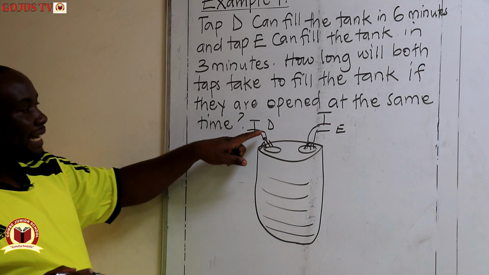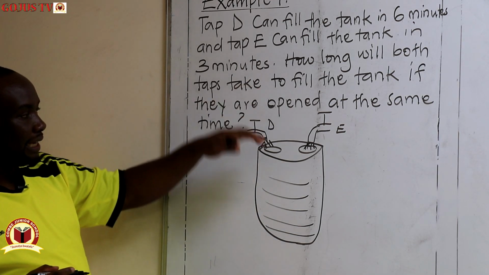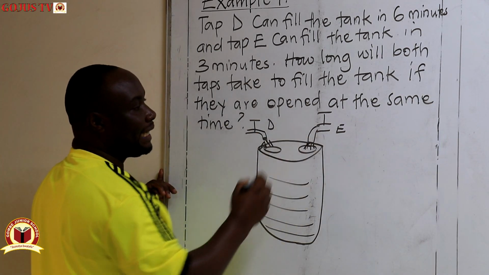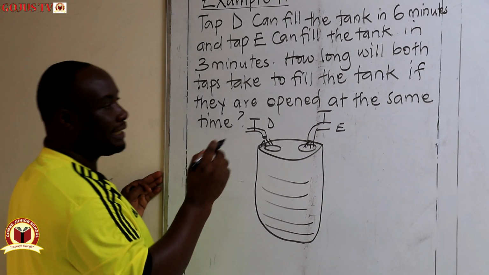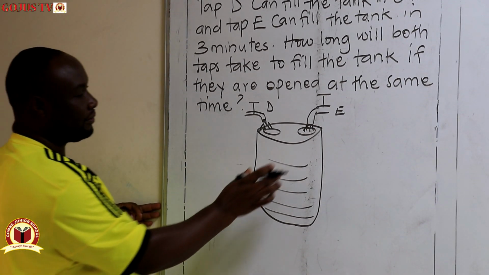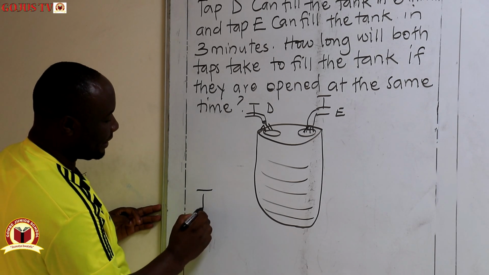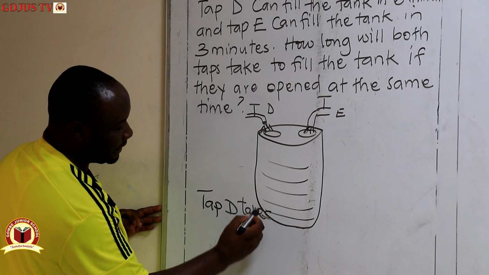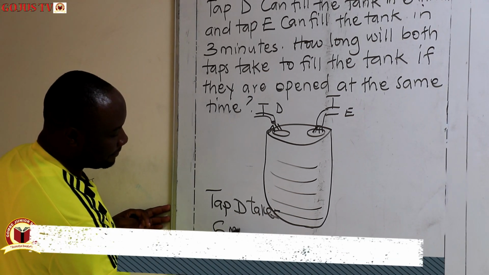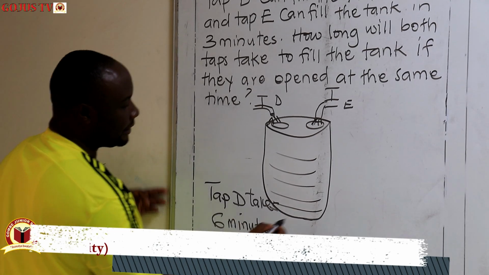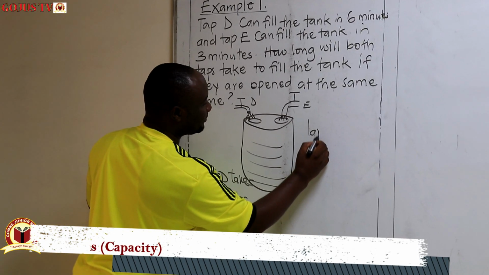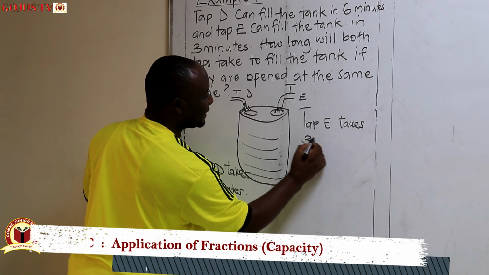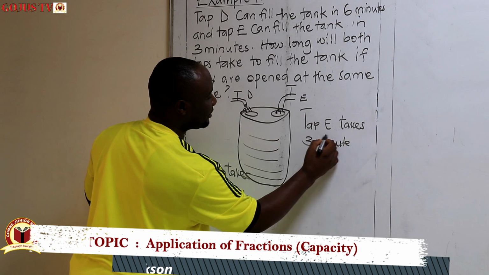When tap D is opened alone, this tanker will take 6 minutes to get full. And when you don't open tap D and you open tap E alone, that tap will take 3 minutes to fill this particular tanker. So tap D takes 6 minutes alone, then tap E takes 3 minutes when it is alone to fill that particular tank.